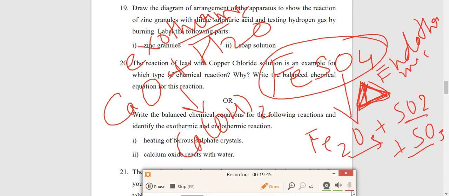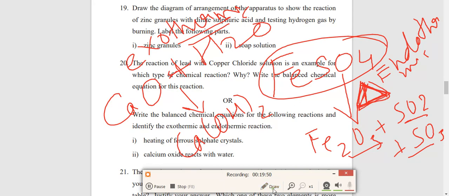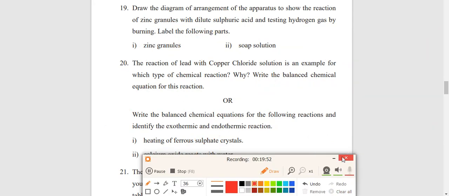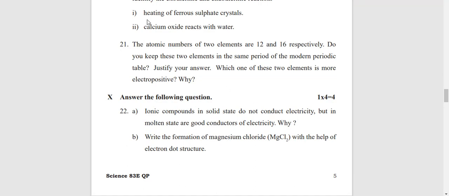So what is the difference between exothermic and endothermic reaction? Endothermic reactions are those reactions in which heat is absorbed, right? And exothermic reactions are those reactions in which heat is liberated. So first one, heating of ferrous sulfate crystal is an endothermic reaction, and calcium oxide reacting with water is an exothermic reaction.